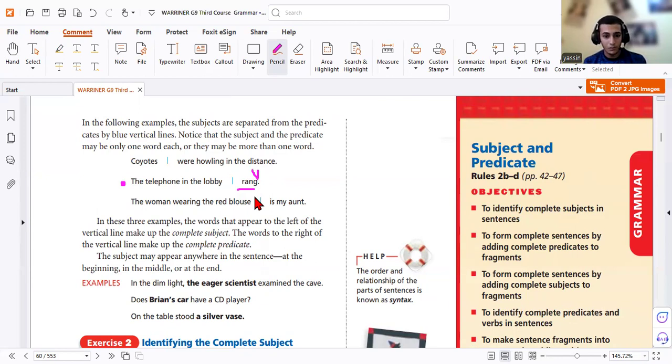Why? Because I know we have 12 tenses in English. So I know past, simple, future. So ask yourself, who or what did the action? Who rang? The telephone. Yes, a telephone can ring. So we have subject, we have verb. Good job. And how about the meaning? The telephone in the hall rang. Yes, complete meaning.